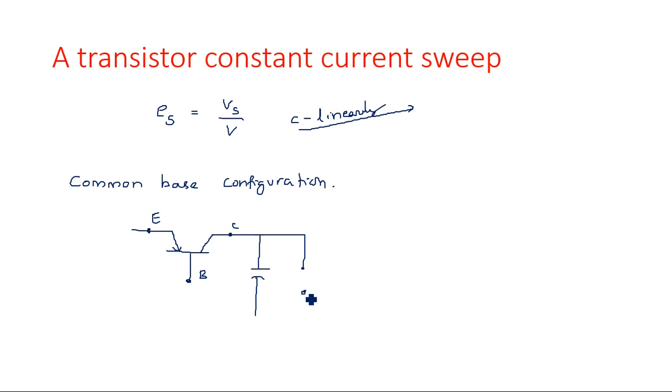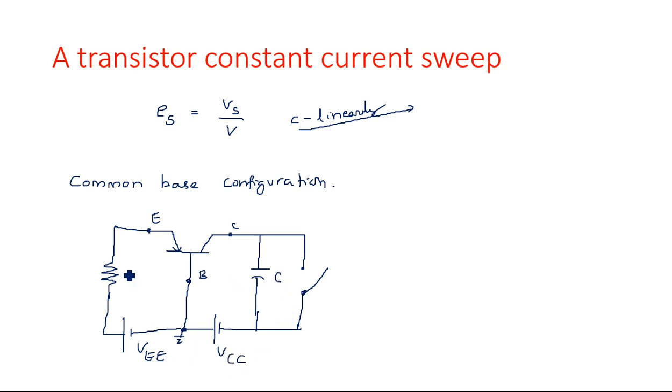The purpose of the switch is that whenever we need an operation, the switch is opened. When the switch is opened, the capacitor charges. So we set the switch across the capacitor, and the base is connected to the ground. From the ground we have two voltages: VCC is applied on one side, and on the other side a biasing supply VEE is applied. Here is the emitter resistor RE, positive and negative. This is VEE and this is VCC. This is the capacitor to charge and this is the emitter resistor RE.